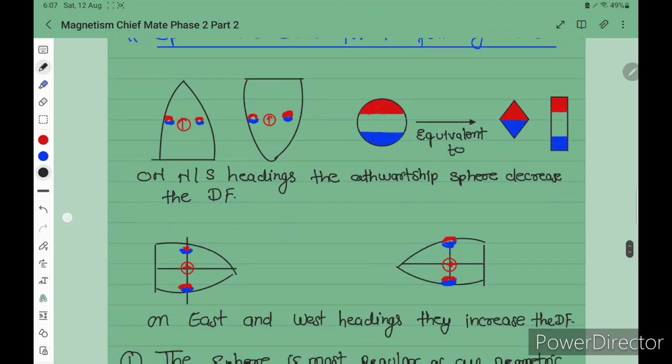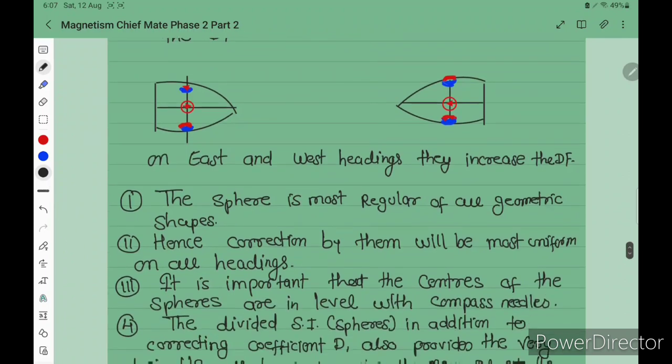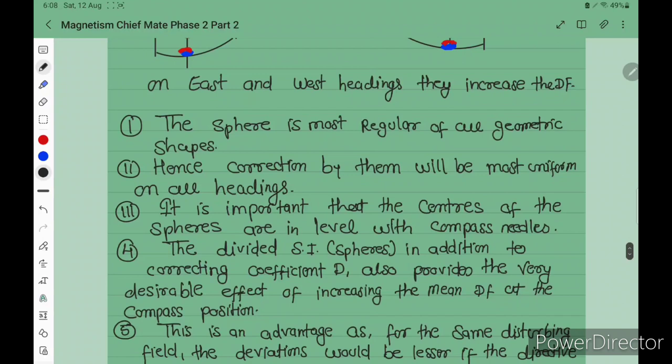So because of these diagrams, the sphere is the most regular of all geometric shapes. Hence the correction by them will be most uniform on all headings. It is important that the centers of the spheres are in level with the compass needle.